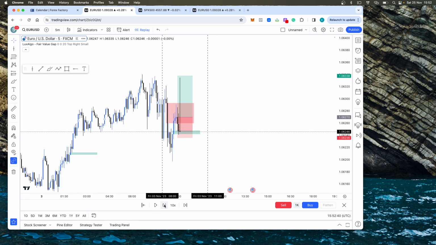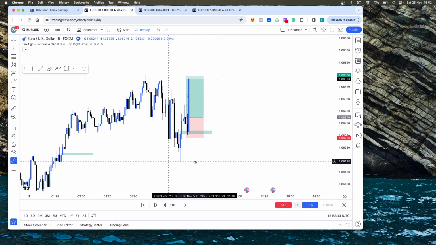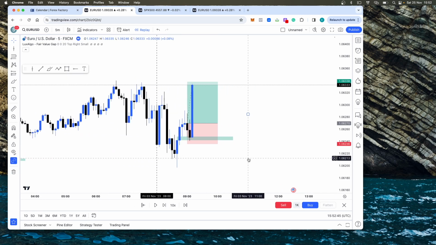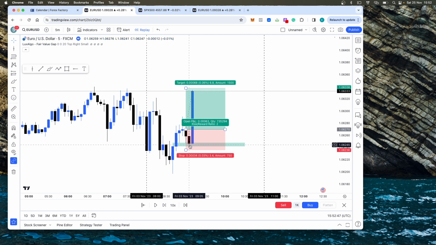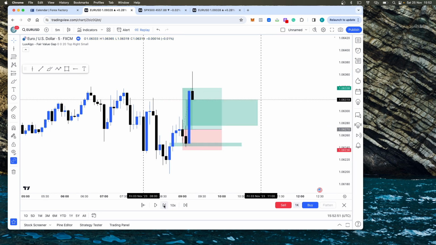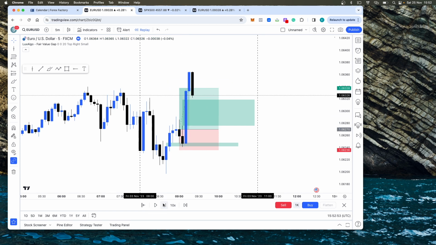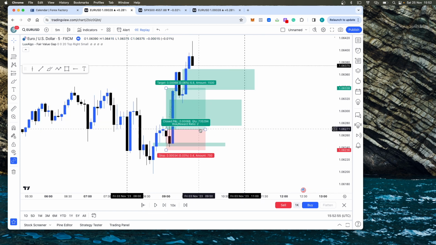So we're in drawdown for a little bit. We're in drawdown for a small amount. And then we immediately go bullish and we smash take profit. And that is exactly the trade that I took.